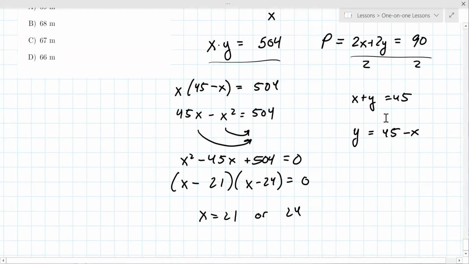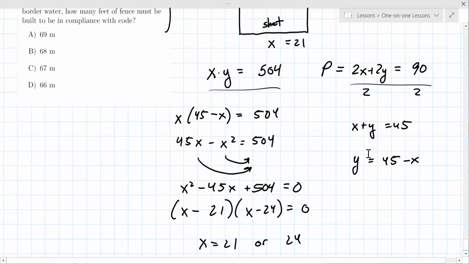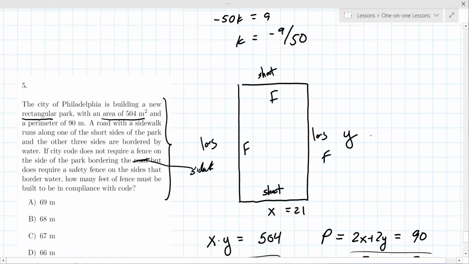So which side did we say was smaller? We chose that x would be the shorter side. So if x is the shorter side, how do we find the longer side? We have to go back and use one of these equations. For example, here, we know that they must add up to 45. So that means that y is 24. You just do 45 minus 21.